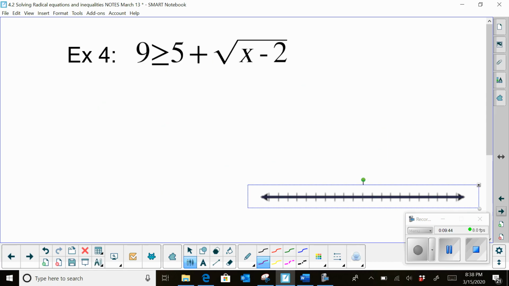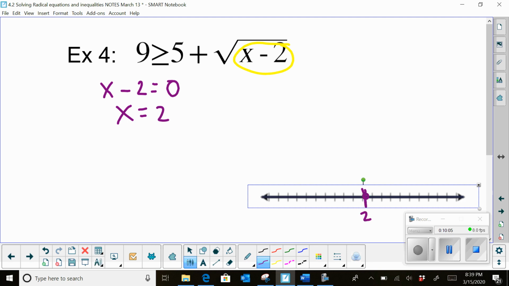This one, you're going to need to isolate your variable, your radical, before you solve. But again, we always start with the radicand. It's like starting with the denominator in the rationals. Remember, those couldn't equal 0. This time x minus 2 equals 0, so you're going to say x equals 2. So you know that 2 is going to be one of your circles.